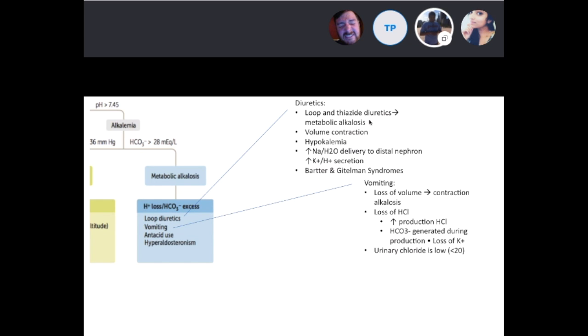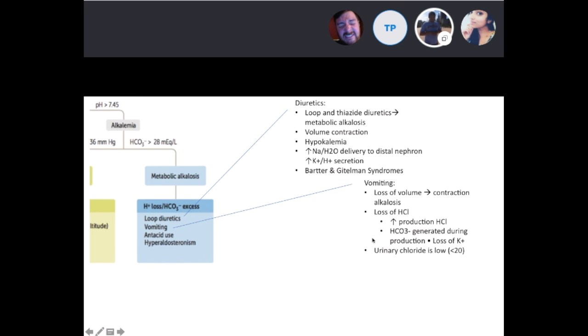If you're vomiting, you're losing volume, so it causes a contraction and alkalosis, because you lose the HCl. Because you're losing the HCl in the vomiting, your body is going to try to increase the production, and in that production, your bicarb is generated as well, and you lose potassium. And then your urinary chloride will be low.